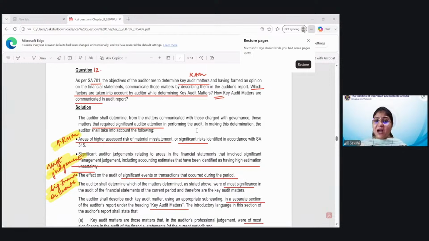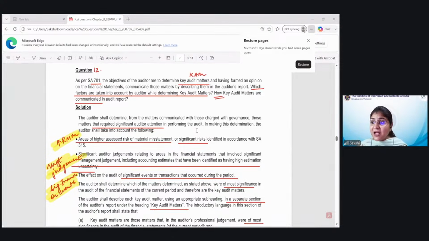What factors are taken into account by the auditor while determining key audit matters? Point number 1. Second question, how are the key audit matters communicated? Again, you have to write what kind of para or reporting, or when it is reported. So first of all, you need to understand what key audit matters are.